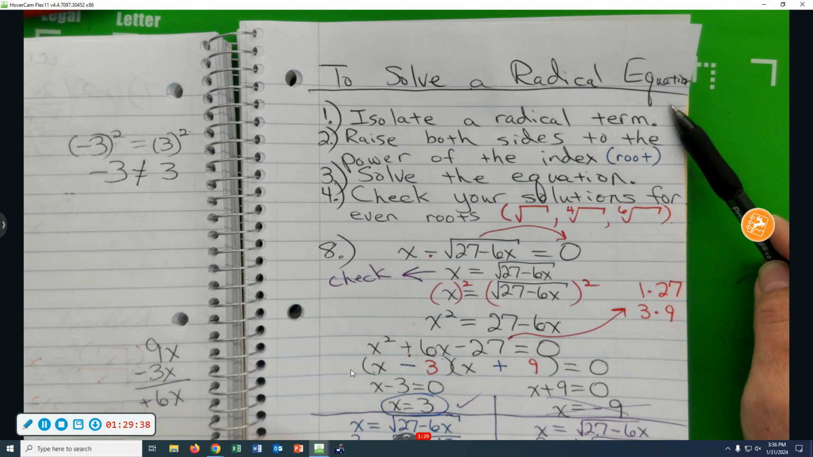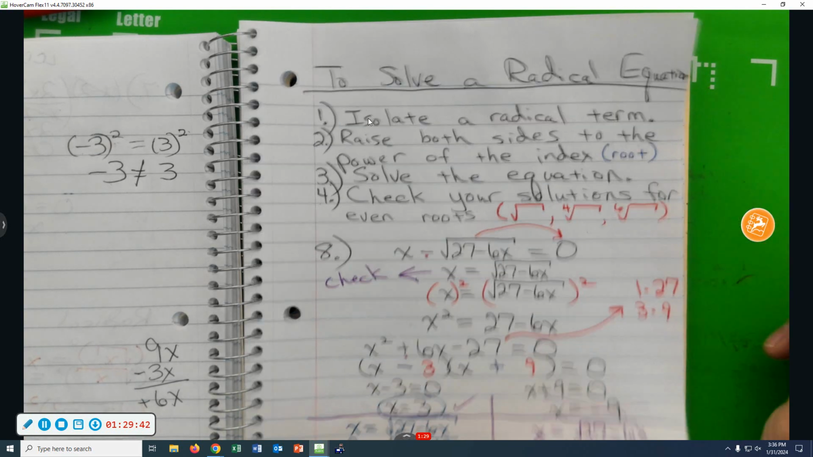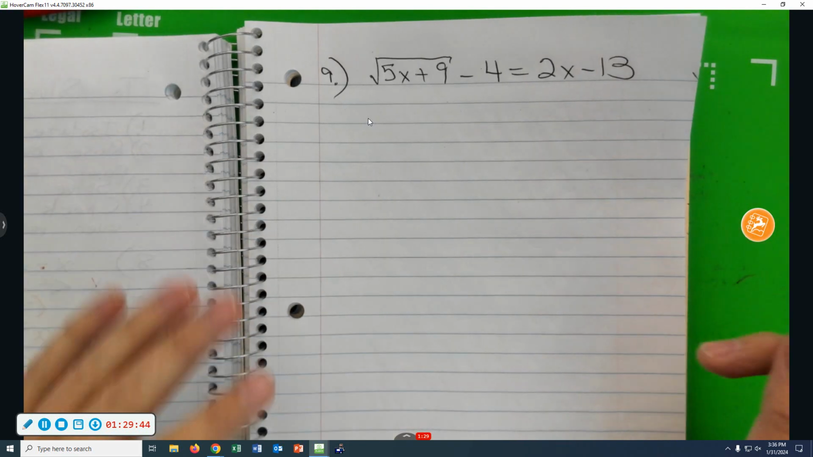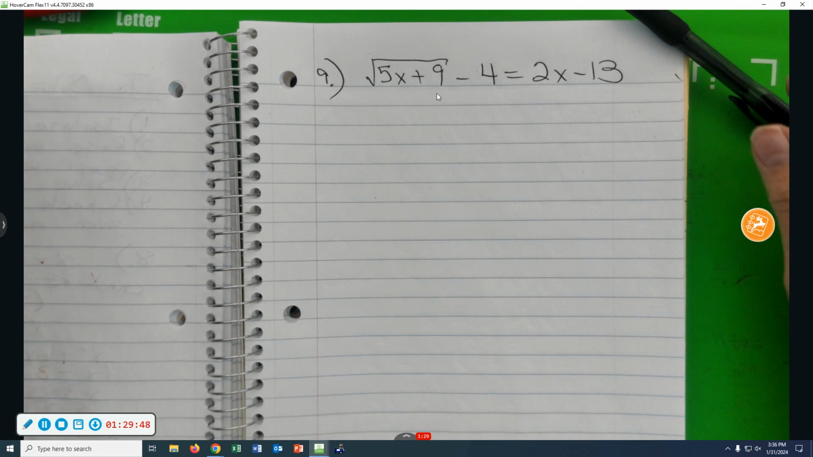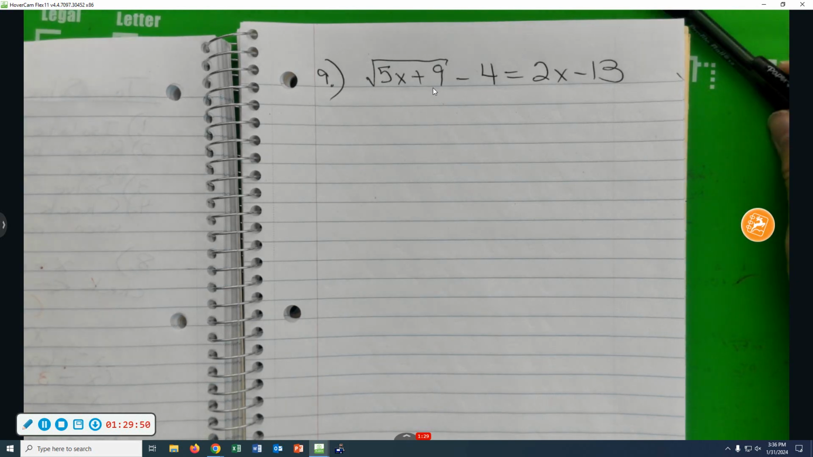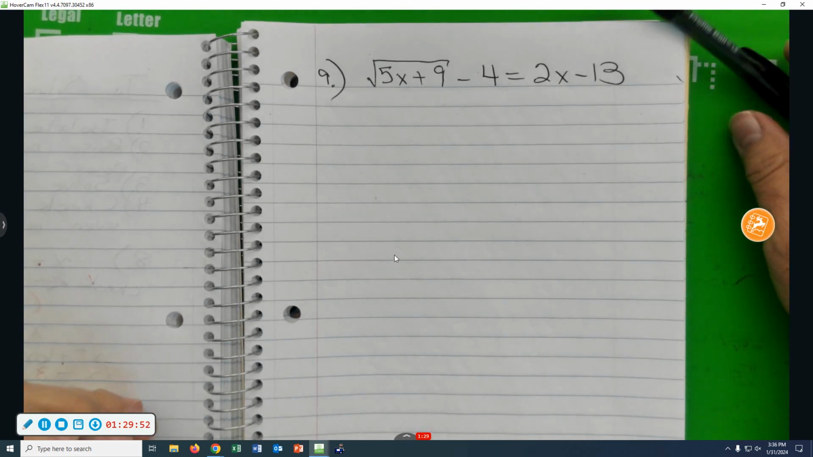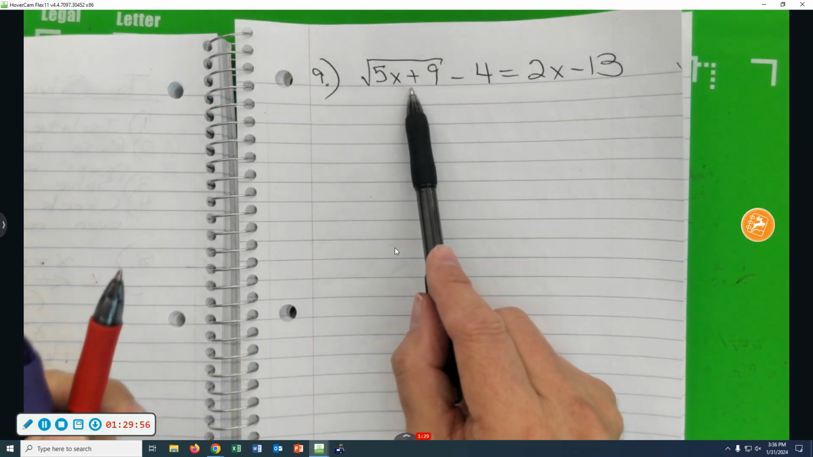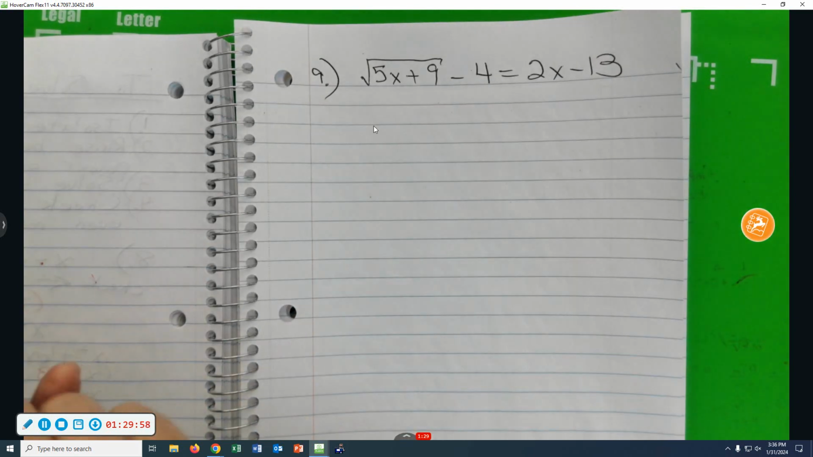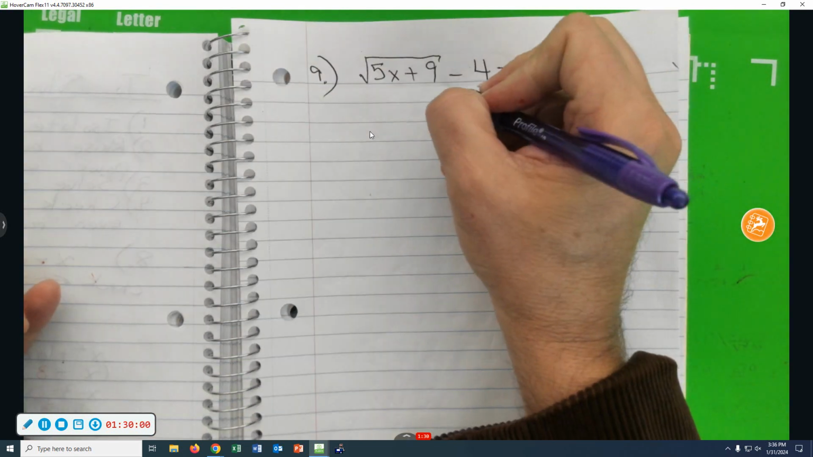So the first thing we've got to do is isolate a radical term. Isolate a radical term. There's only one correct first step. If you don't do this first, whatever else you're doing is wrong. What do you think I'm going to do? Add the 4. Get the square root by itself. So I'm going to add 4.